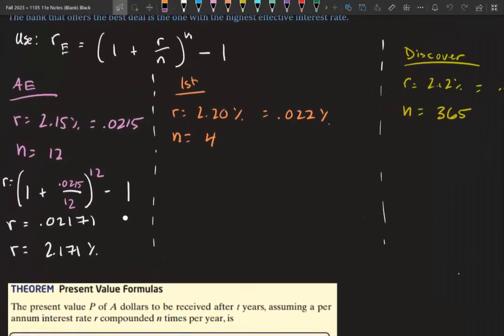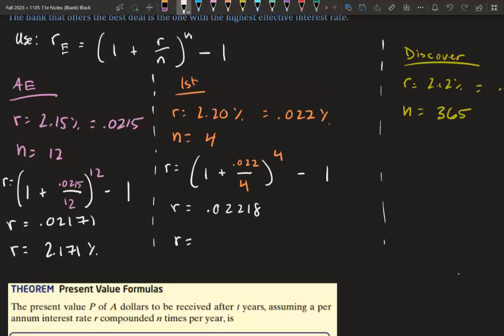Alright, First Internet Bank. Pretty much same setup, but just different numbers. So we have 1 plus blank over blank, all to the power of blank minus 1. And our first blank, that represents r, so our r is 0.022. And our second blank, that's n, that represents 4. And our exponent, we have 4. When you plug that into your calculator, you should get about 0.02218, which we know is going to be 2.218%.